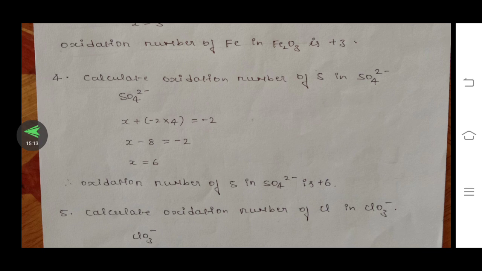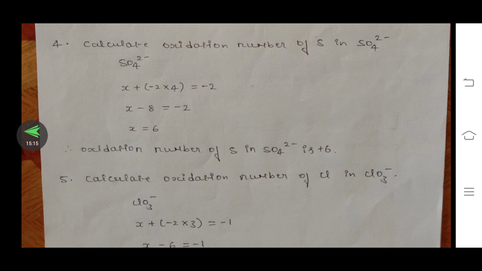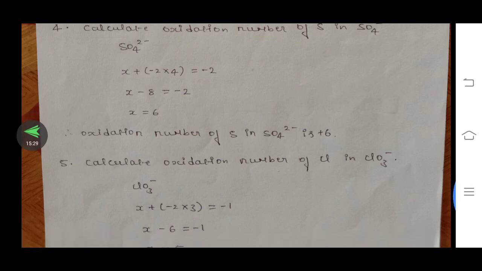So x minus 8 equals minus 2, because there is a 2 minus charge present on that SO4. That minus charge you have to take to the right side. Now x equals plus 6, therefore the oxidation number of sulfur in SO4 2 minus is plus 6.